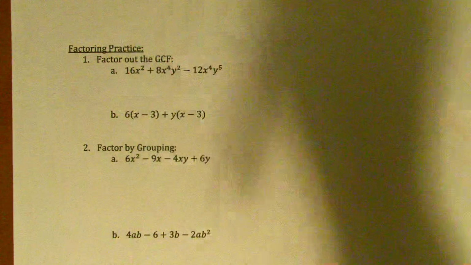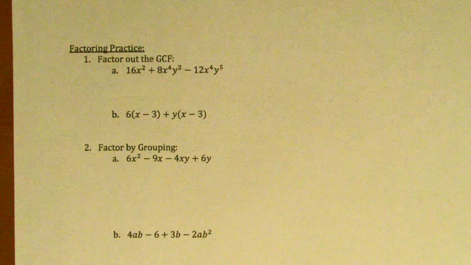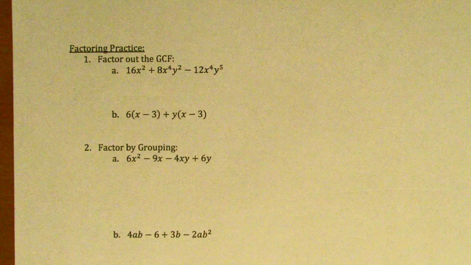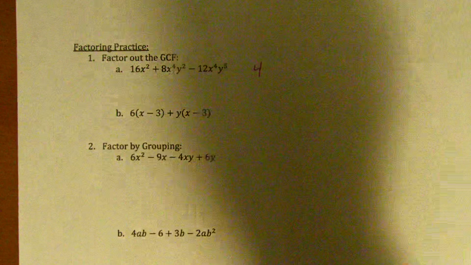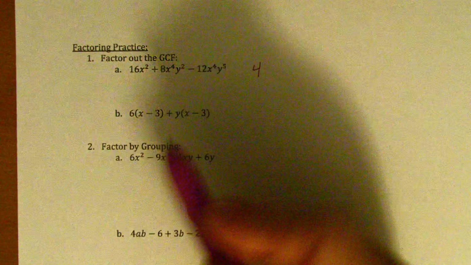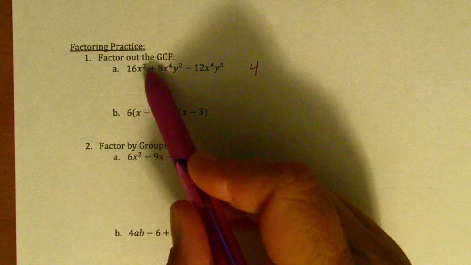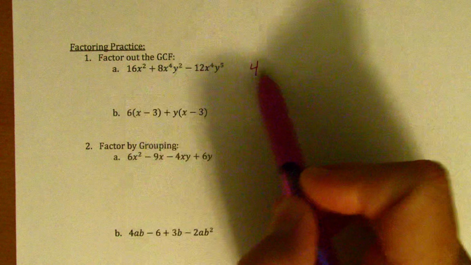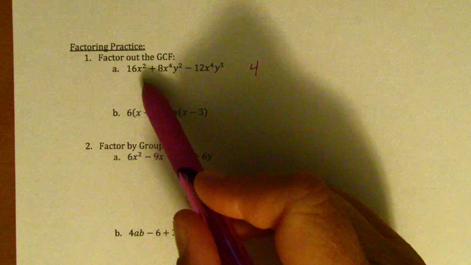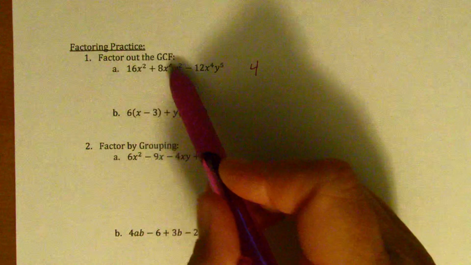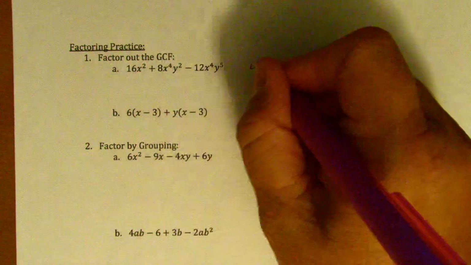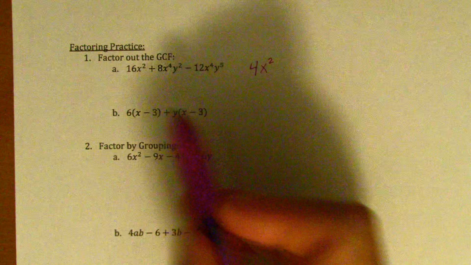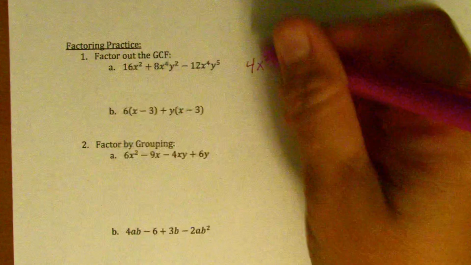16, 8, and 12, they're all even, but they're also all divisible by not just 2, but 4. So I can pull out a common factor of 4. And looking at the variable parts, here I have an x squared, but I don't have any y's. So I know that y won't be part of my common factor. I have 2 x's here, I have 4 x's here, and 4 x's here. So the most I can pull out from all 3 terms is x squared. I can't pull out more than this term has.